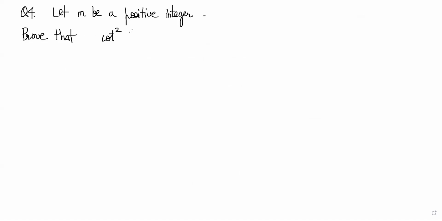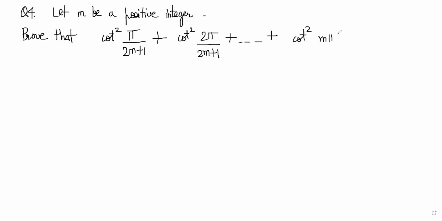cot square pi by 2m plus 1 plus cot square 2 pi by 2m plus 1 and so on till cot square m pi by 2m plus 1 is equal to m into 2m minus 1 by 3. Okay, so this is what we want to prove.